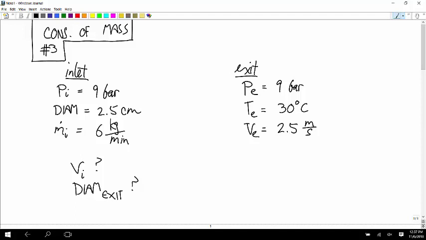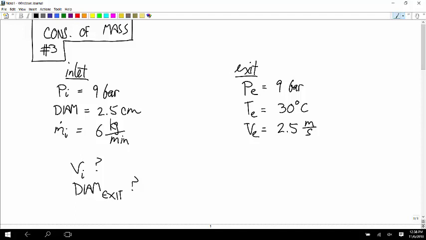Okay, so it's a condenser. So what do we know about a condenser? A condenser is used to turn a vapor or a saturated material into a liquid, or to make more of it a liquid.